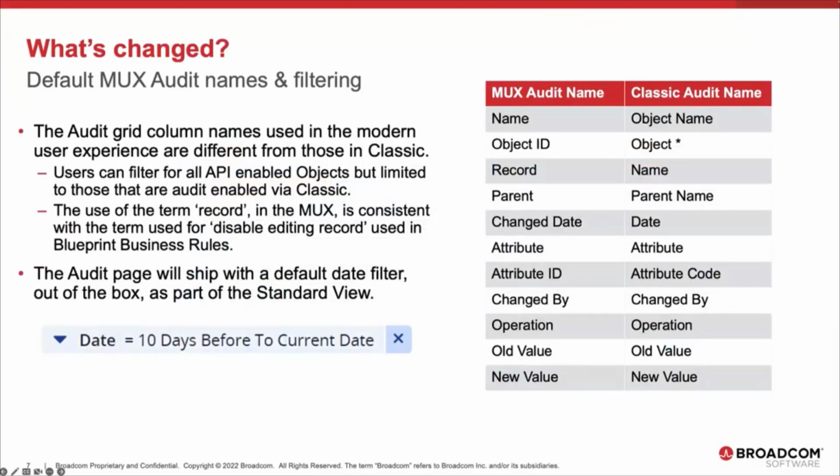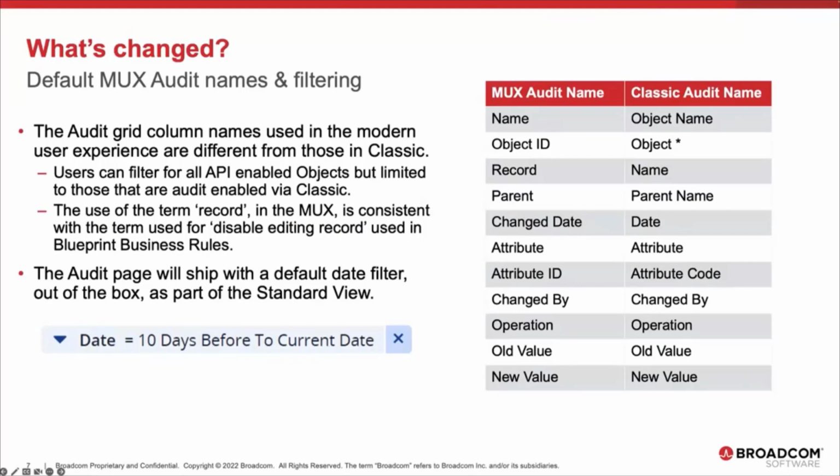Users can filter for all API-enabled objects, but limited to those that are audit-enabled via Classic. Note the use of the term record. While in the modern UX, that is consistent with the term used for disable editing record used in Blueprint business rules. So we felt it was okay to change that name.